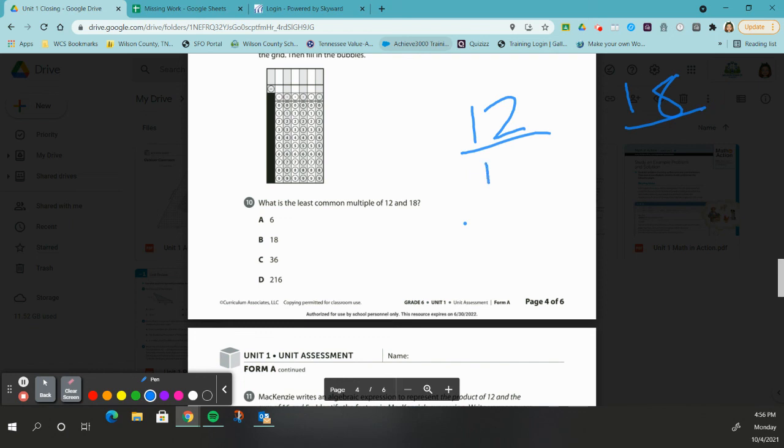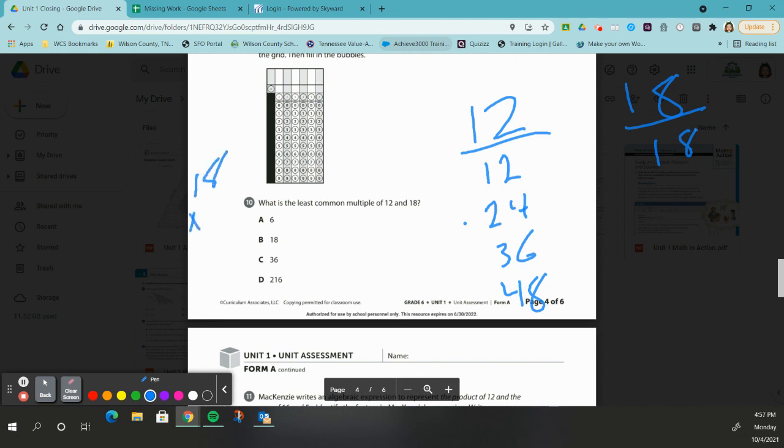So we would start with 12. Well, 2 12s is 24. 3 12s is 36. 4 12s is 48. Okay? So then I want to do the same thing with 18. One group of 18 is 18. 2 groups of 18. Now, let's say I didn't know that. So I always tell the students, come over to the side here.